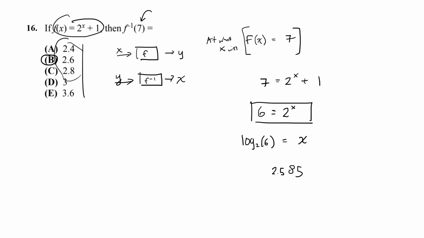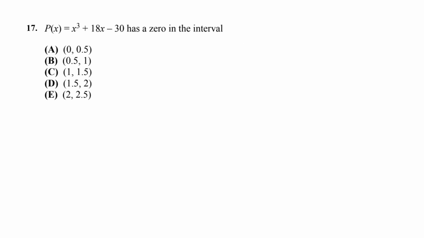So, pretty short problem. All right, in this next question, they say p of x equals x cubed plus 18x minus 30 has a 0 in which of these intervals? Now, the fastest way, I hope your mind went straight to this as well, let's put that in the calculator. You have that graphing calculator, and let's use it to our benefit at this point.